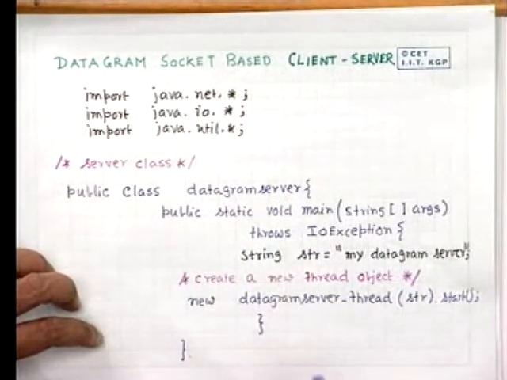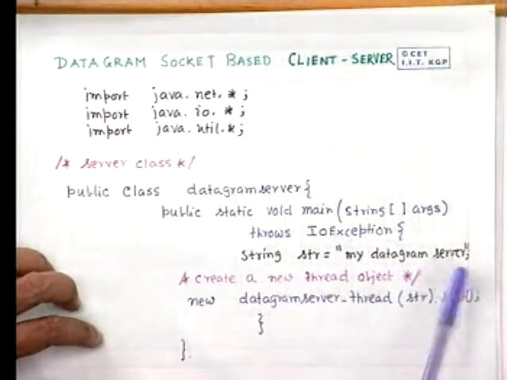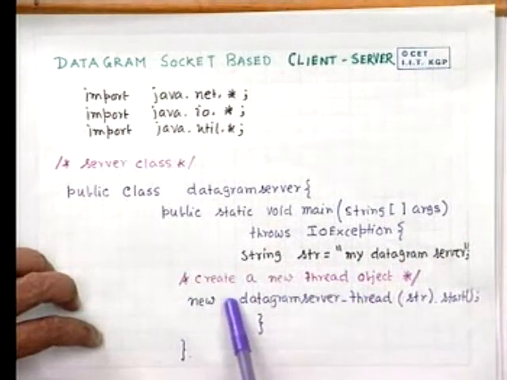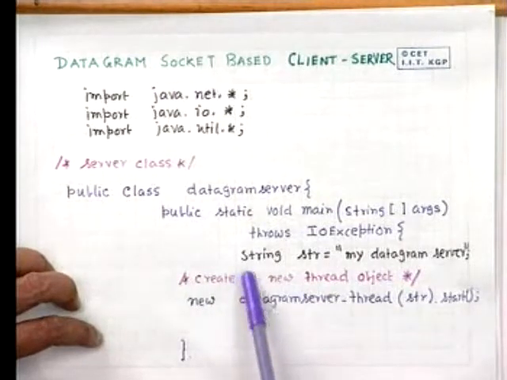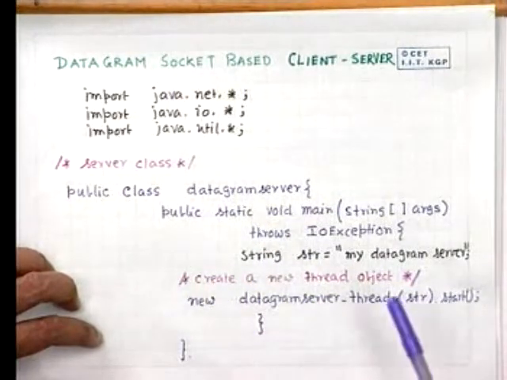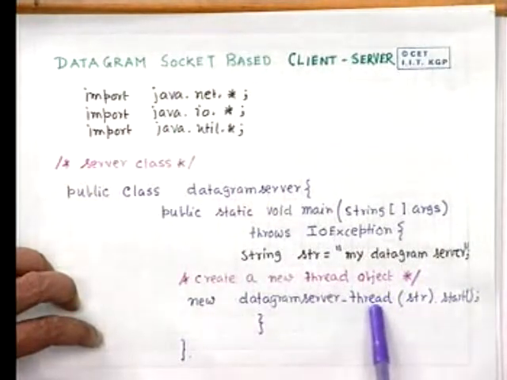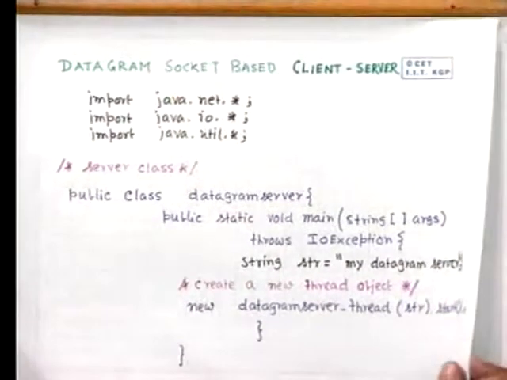I am given the name, and initially a string is initialized to my Datagram server, and now we create a new thread object. Here we will receive and process the requests of the client using a thread called Datagram server thread string, and start. Start will initiate the run operation of the thread.